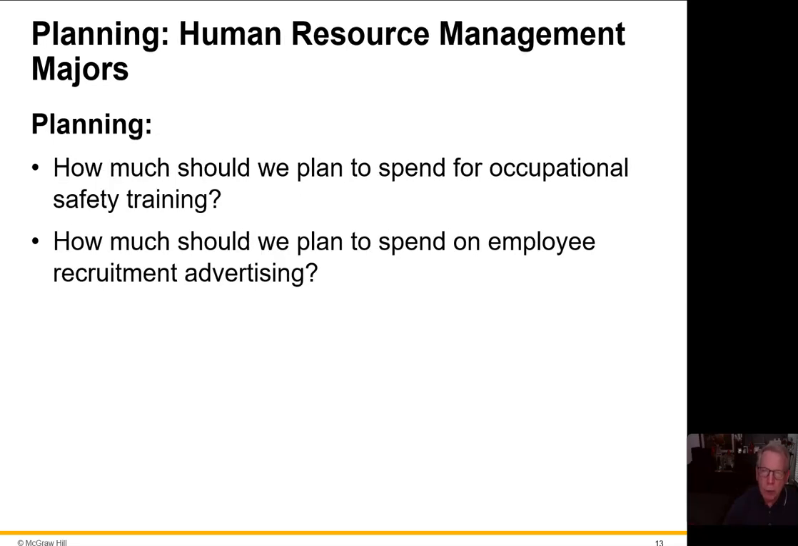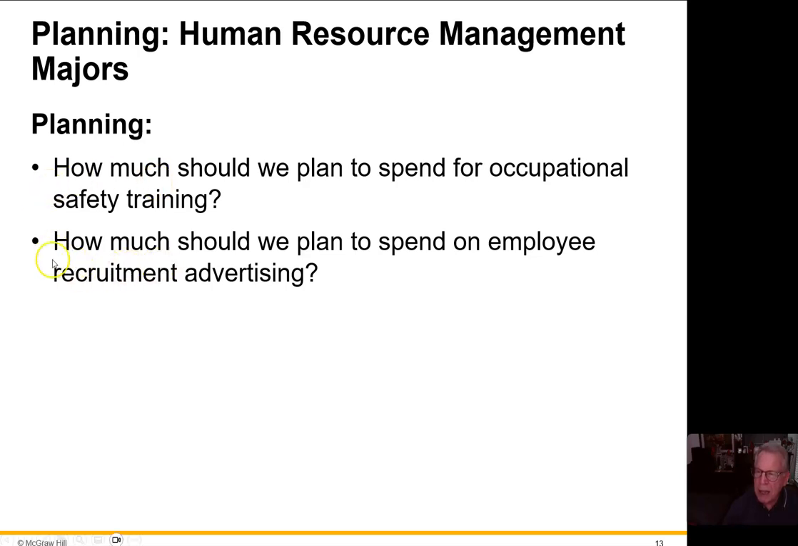Now, HR, human resources management majors, their planning is going to look at how much we should plan to spend for occupational safety training. Workers' comp can be a hellacious expense for a corporation, and minimizing accidents in the plant and getting our people hurt has significant cost benefits.